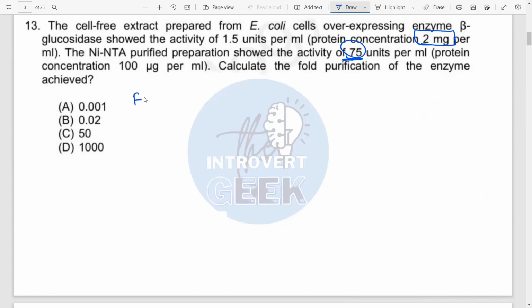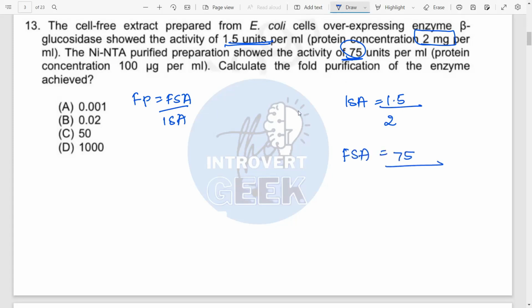So for fold purification, you require the final specific activity and the initial specific activity. The initial specific activity is 1.5 units per ml and 2 mg concentration. So that comes out to be 1.5 units per ml divided by 2 mg per ml. Then for your second, that is the final specific activity, the value is 75 divided by the concentration, 100 microgram per ml. Now this is mg per ml and this is microgram per ml, so you need to convert.